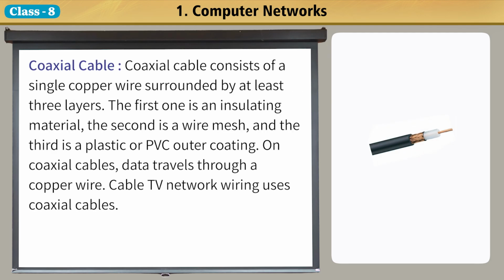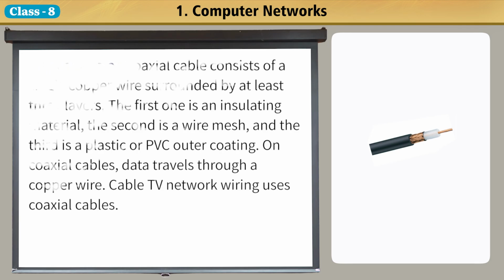Coaxial cable. Coaxial cable consists of a single copper wire surrounded by at least 3 layers. The first one is an insulating material, the second is a wire mesh, and the third is a plastic or PVC outer coating. On coaxial cables, data travels through a copper wire. Cable TV network wiring uses coaxial cables.